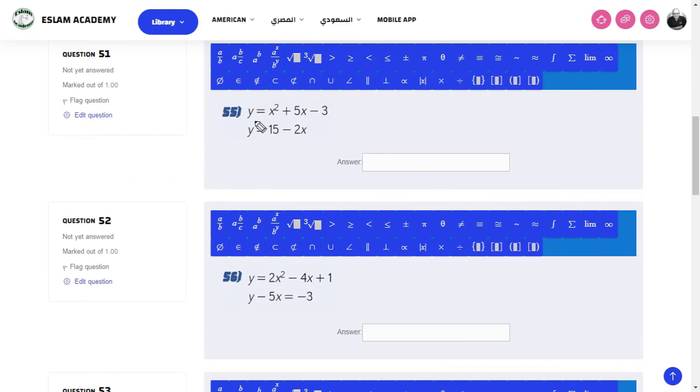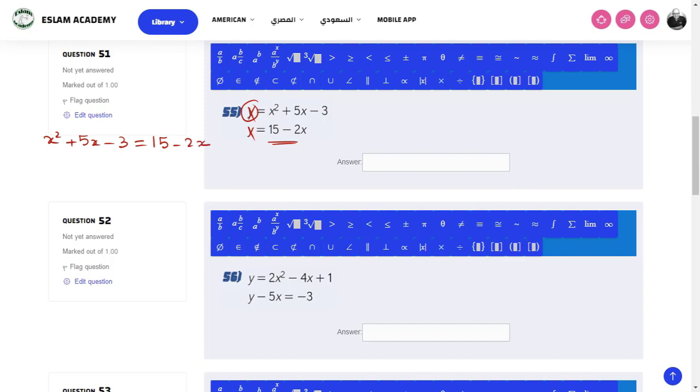In this problem, we have y equals x² plus 5x minus 3, and y equals 15 minus 2x. To solve the system of equations, remove y and replace it. So just write the first equation, which is x² plus 5x minus 3, and instead of y, I will just replace it with 15 minus 2x.